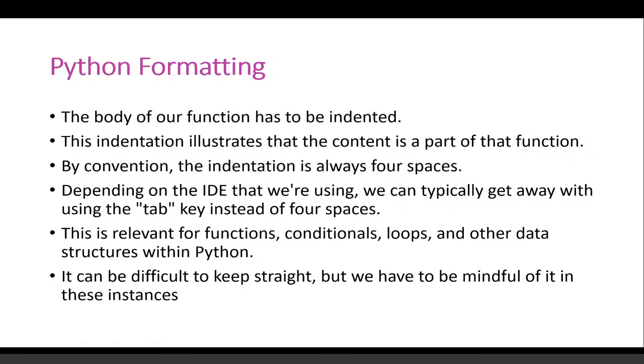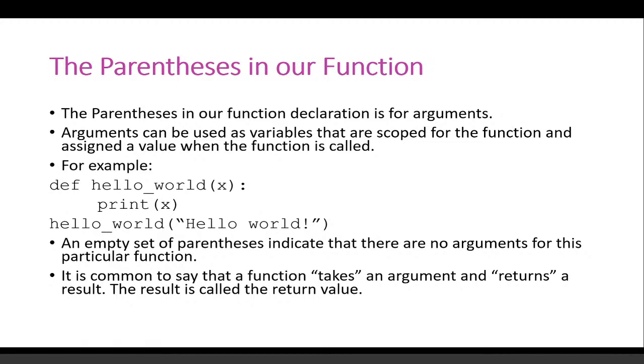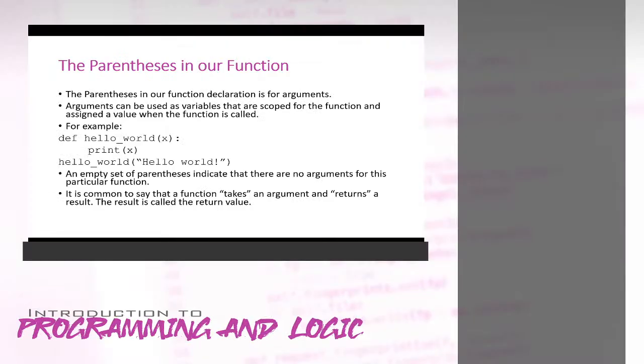For example, we looked at the parentheses in our function. I'll put this back up here for a minute, just so you can have this down to write. It's about arguments. The parentheses in our function declaration are for arguments. And we saw our example of that. Arguments can be used as variables that are scoped for that particular function, which is important to remember. When we use these arguments, they're specific for that function. If I try to reference that argument outside of that function somewhere else, it's not going to work. These arguments are like variables that are specifically for these individual functions.